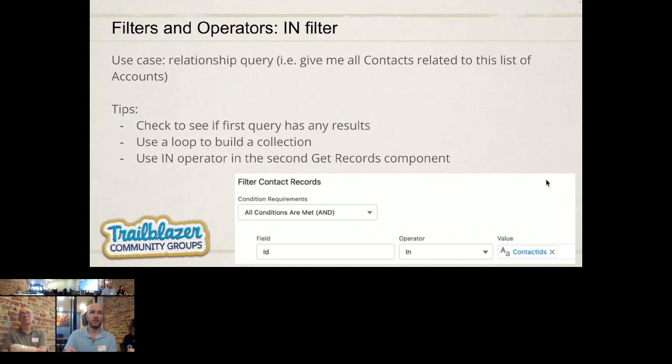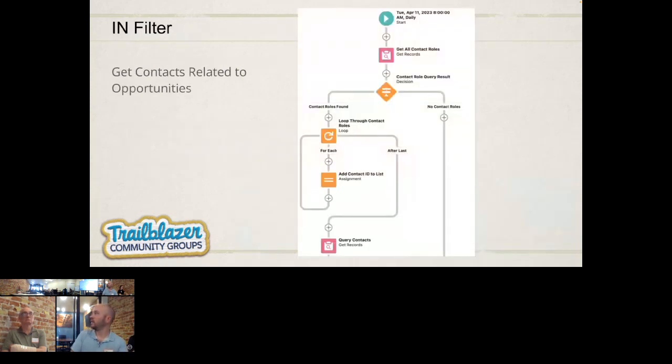So if you need to, for example, you have an opportunity flow, you want to get contact roles, and then you want to get all the contacts related to it. Well, you need a list of the contact IDs, and then you need to query it. So you can say ID is in contact IDs and do that Get Records lookup. This is what that whole design pattern looks like.